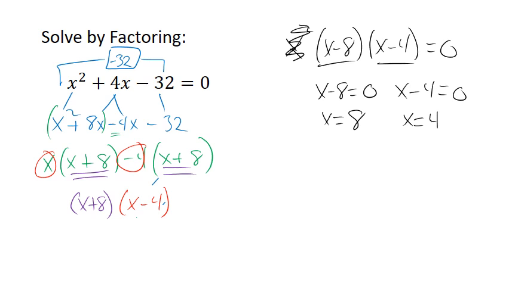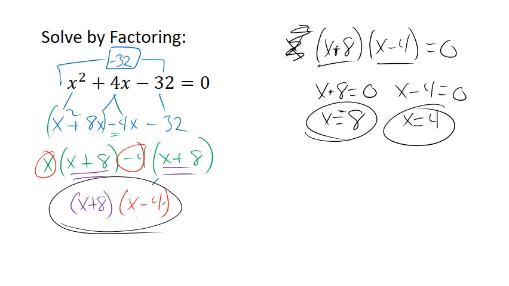Except I made a mistake. Notice down here, this says x plus 8, and I wrote x minus 8. So that should be a plus, which means that should be a plus. So when I solve it, that should be a negative. So I have negative 8 and positive 4.